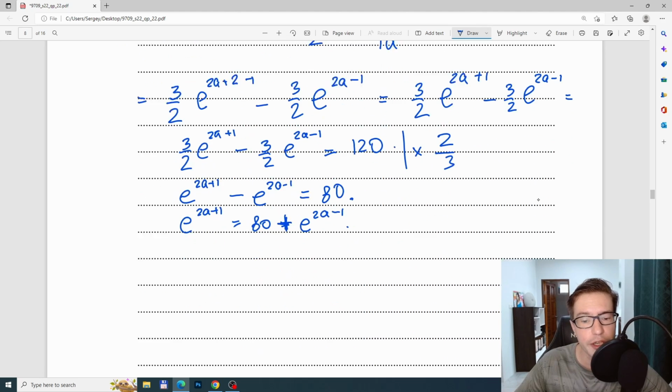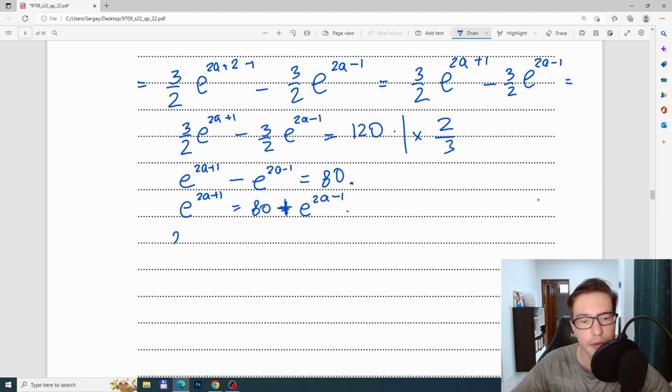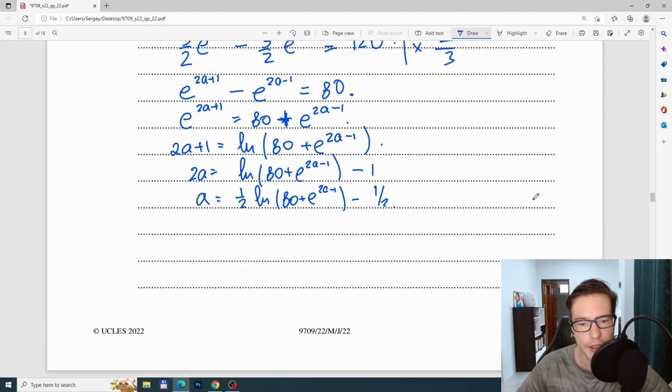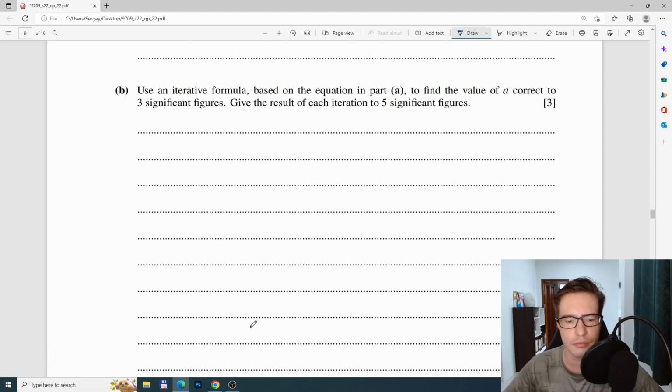Okay, now at this point, I will take the natural log of both sides and I will get 2a plus 1 equals natural log of 80 plus e to the power of 2a minus 1. Now subtract 1 from both sides and then divide by 2. Is it the form they were asking for? Yes, it is. So we're done.